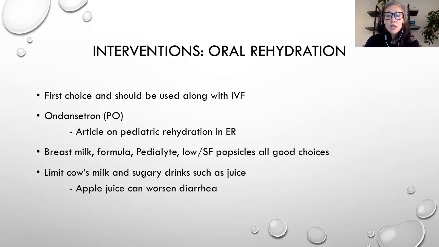As far as the oral rehydration choices, if we have a breastfed baby, breast milk is going to be the thing it's most used to, so it's more likely to drink that. Formula, Pedialyte, and low or sugar-free popsicles are all good choices. We don't want them hopped up on sugar as they're eating popsicle after popsicle if we can help it. We definitely don't want a lot of cow's milk or sugary drinks if we're having nausea, vomiting, diarrhea. Apple juice can actually worsen diarrhea, so that's something to think of.